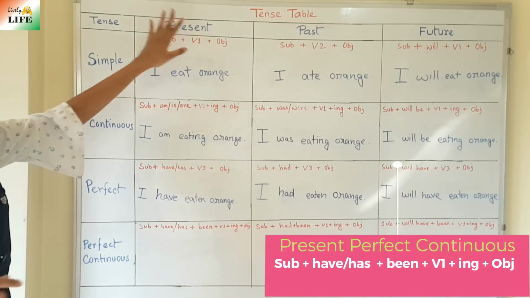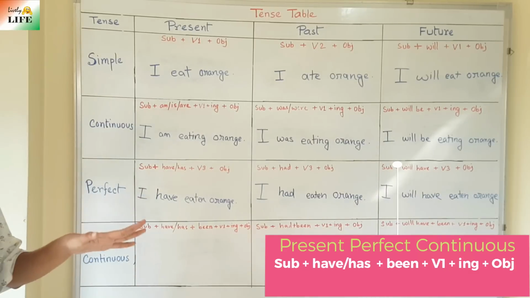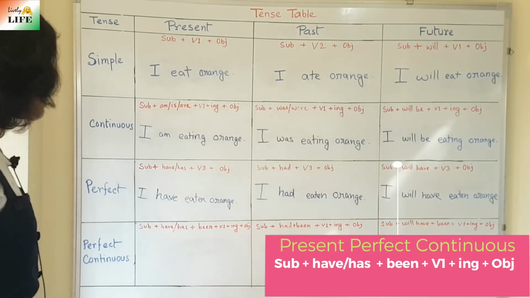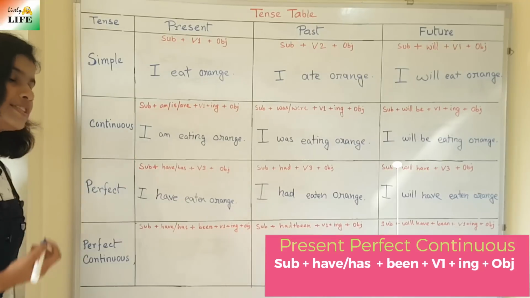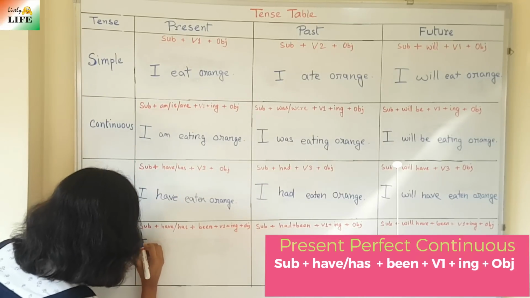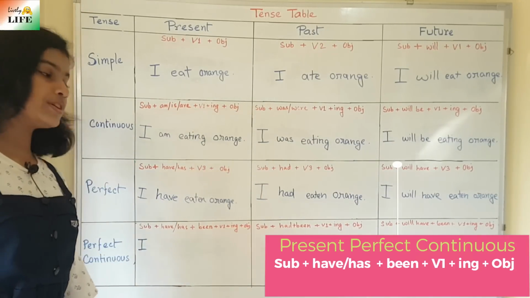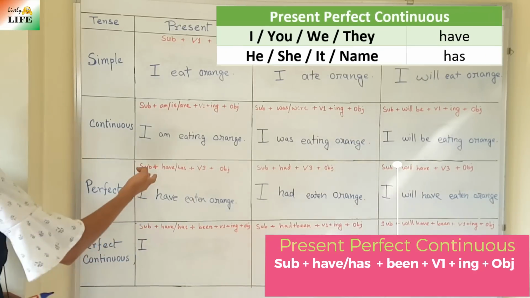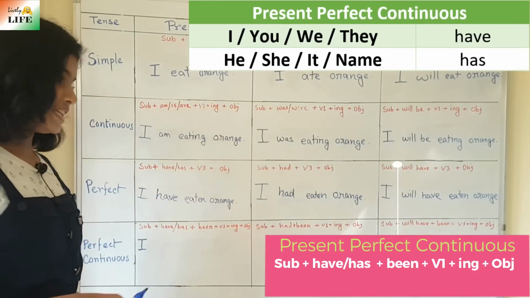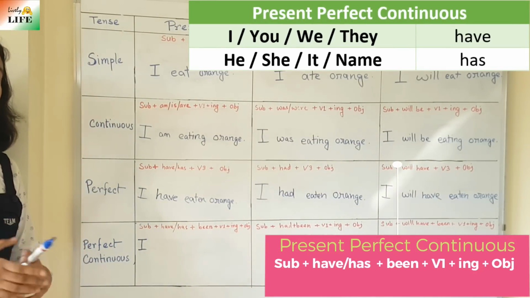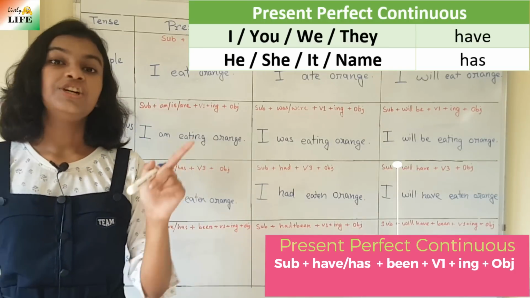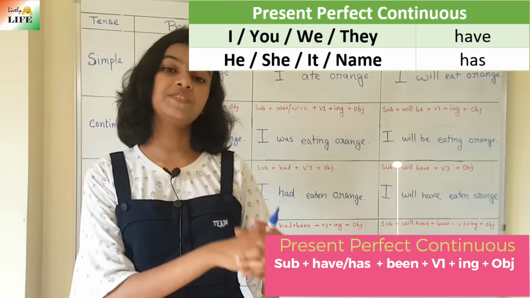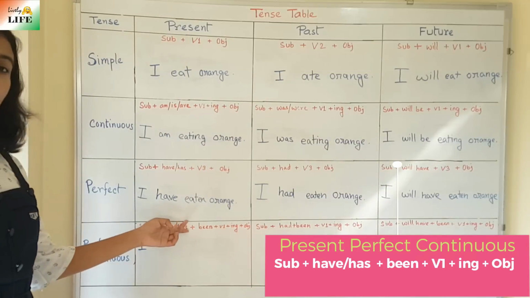So first is present perfect continuous tense. Okay, so what is the construction? Let's see. First is subject. I. First is subject. And then have or has. It is kind of same like present perfect tense. Like after I, we use have. After he, she, it or any third person singular form, we use has.